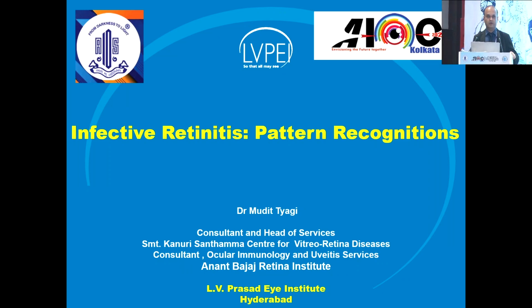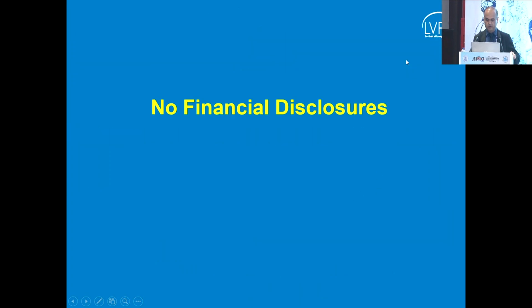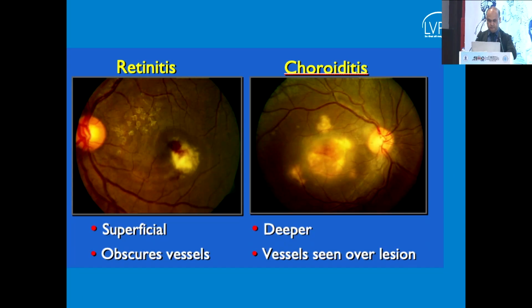So I'll be talking about common patterns of infective retinitis and how you can use these clinical clues to arrive at a diagnosis without resorting to too many lab investigations, and how we can train ourselves clinically to look at these diseases. Now, the first point, I know this may sound a bit rudimentary, but the first thing that we have to do when we come into the habit of recognizing these patterns is to differentiate between the lesion. Are we dealing with a retinitis or a choroidal involvement?